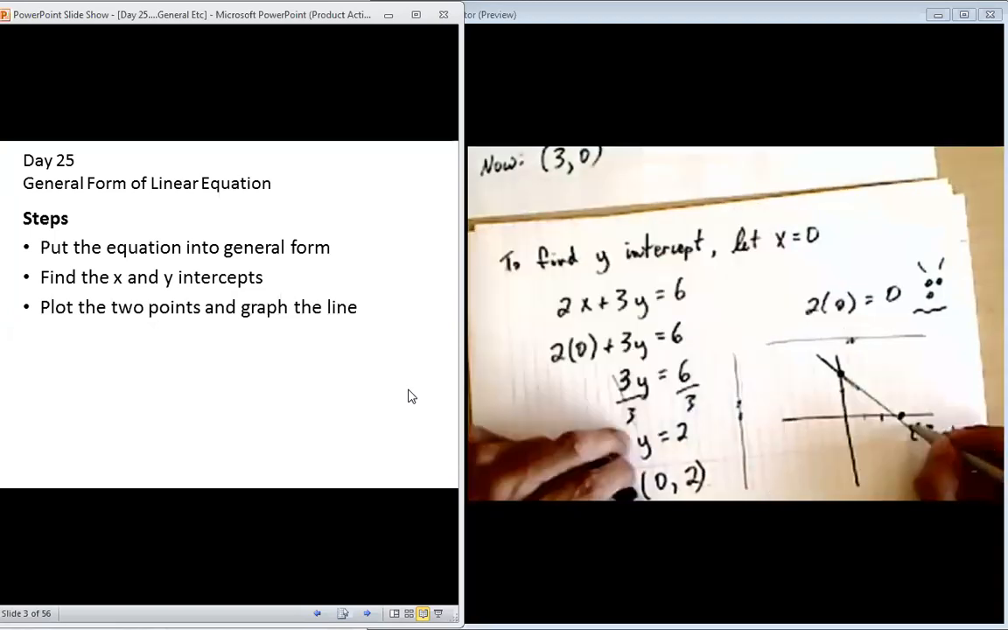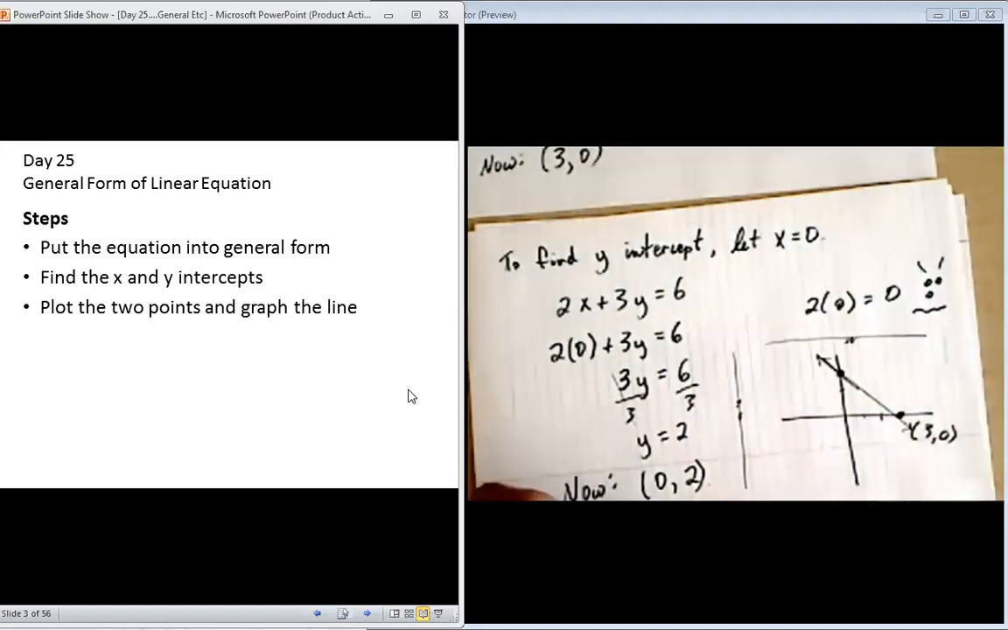Okay, something like that. You don't like it? Connecting dots? That's the funnest part.